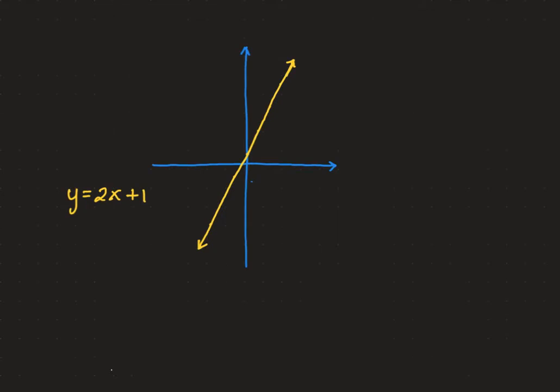Let's look at two equations. Let's look at the equation y equals 2x plus 1 and the equation y equals negative 3x plus 6. I have already drawn the line that represents y equals 2x plus 1. To make it even more clear which line I'm talking about, here I have labeled two points on the line, (0, 1) and (negative 3, negative 5).